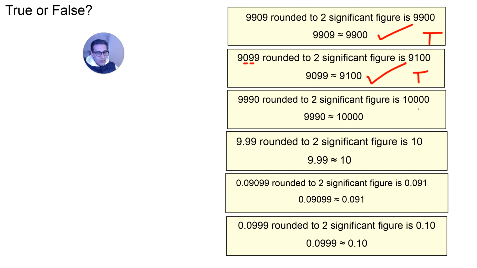9,990 becomes 10,000 to 2 significant figures. This is also correct. 9.99 to 2 significant figures does become 10, so this is true. Next question, 0.09099 to 2 significant figures is 0.091. This is true. And then the last one.